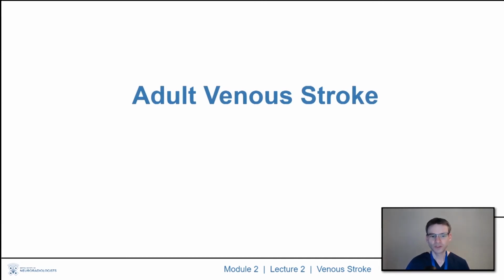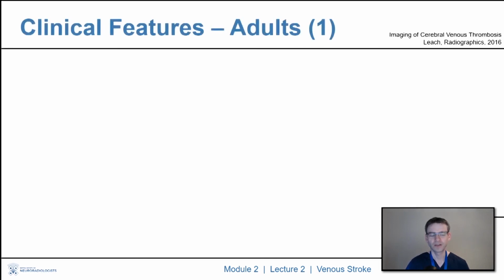And then we're going to move on to talk about adult venous stroke. So clinical features of venous stroke in adults, incidence about 7 per million per year in adults. So in a centre like ours that has about 1.5 million population in its catchment area, probably seeing 1 a month or more.